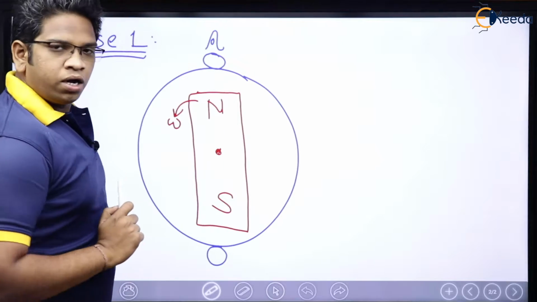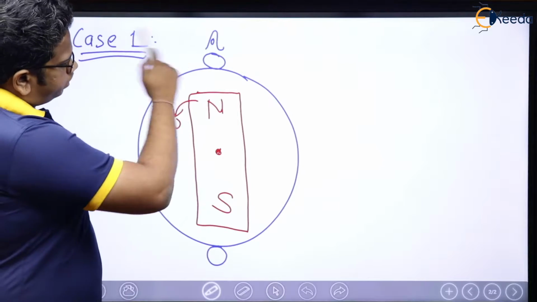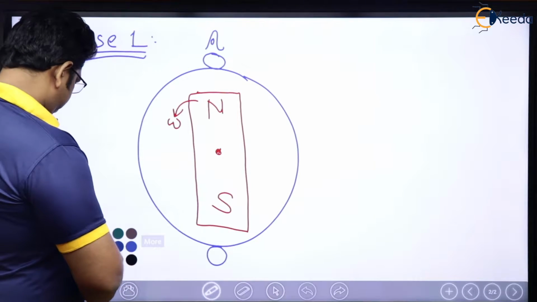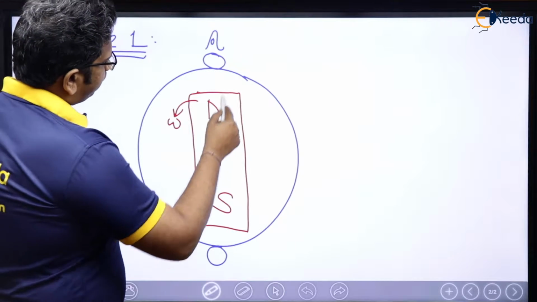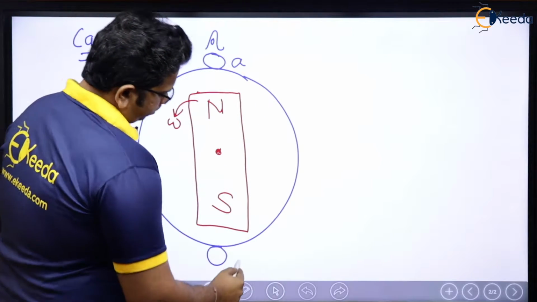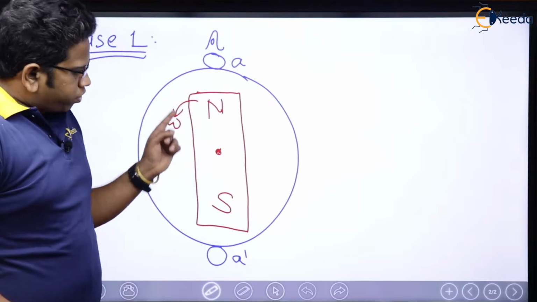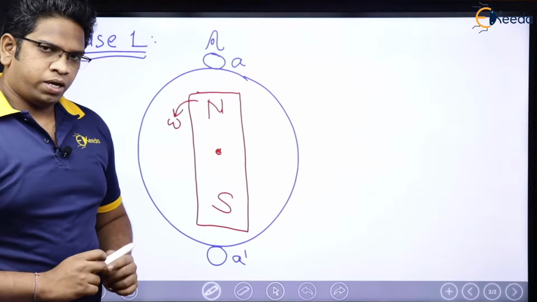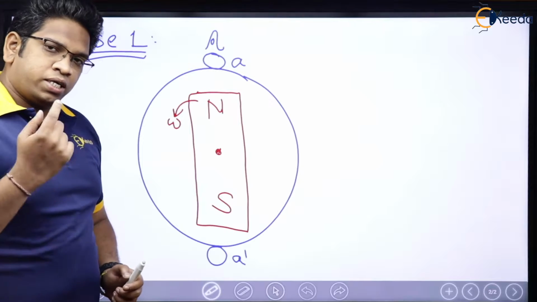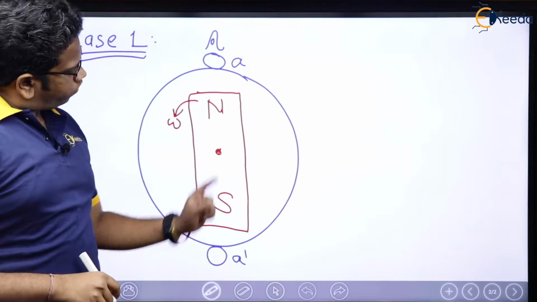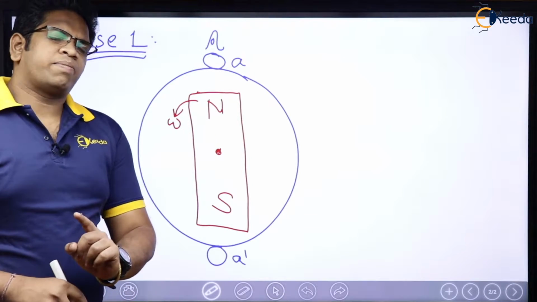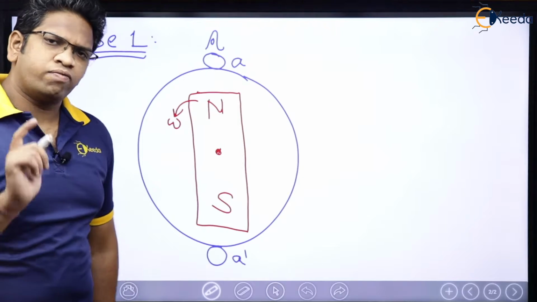Now, how will the EMF be induced in this conductor? Let me call this conductor A and this one A dash. Do you agree that this particular machine is a 2-pole machine? Right? Now, in the immediate next discussion, we will be talking about why this A and A dash are taken 180 degrees apart. What is the reason? We will discuss. Don't worry, time will come.